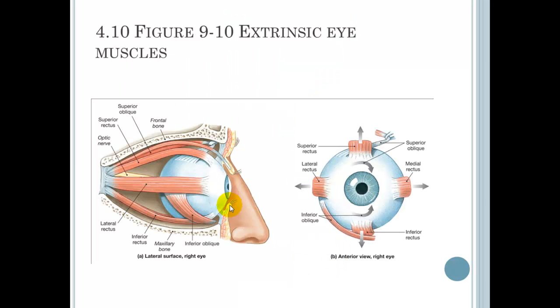Extrinsic eye muscles, figure 9.10. This is what allows for lateral movement, up and down movement, and pretty much movement of the eyeball. You have lateral rectus, medial rectus here, superior oblique, superior rectus, and inferior rectus, inferior oblique muscles. And this allows for turning of the eyeball, the maneuvering left and right, and obviously up and down.